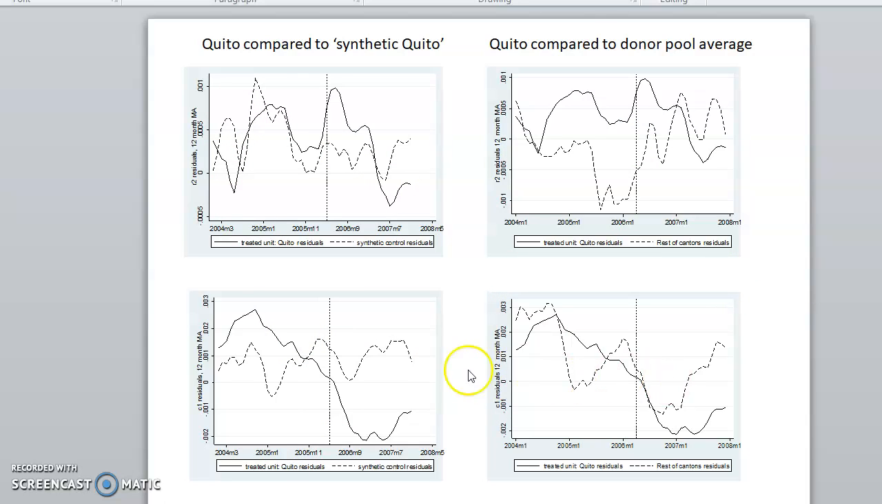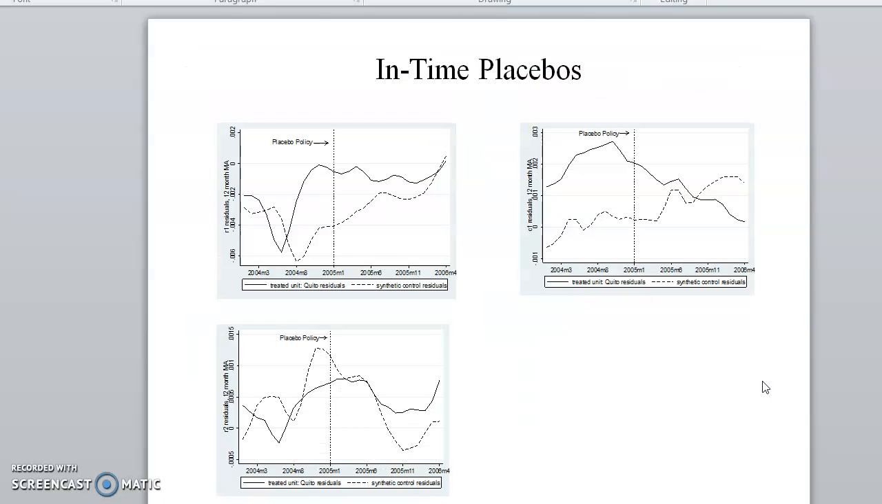For C1, it's not that far apart, but this difference here is because of the effect of the policy. So I am seeing an effect of the policy, but I want to see if this effect is robust. So I do some placebo runs. I do some in-time placebos where I change the timing of the policy, and I find that changing the time of the policy doesn't have any effect. So that's what I would expect.